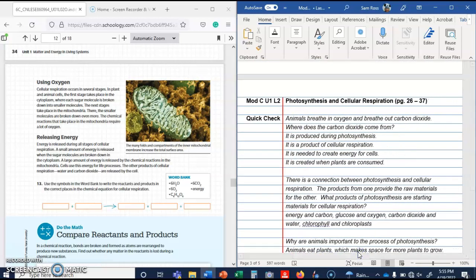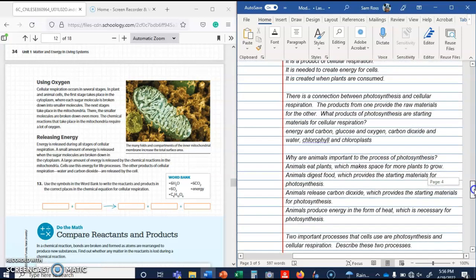Okay, and then we have some quick check questions. Animals breathe in oxygen and breathe out carbon dioxide. Where does the carbon dioxide come from? Carbon dioxide is a product of cellular respiration. That's the second one right here. And then we keep going down.